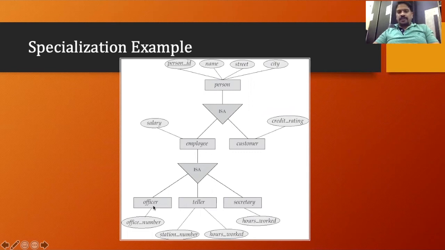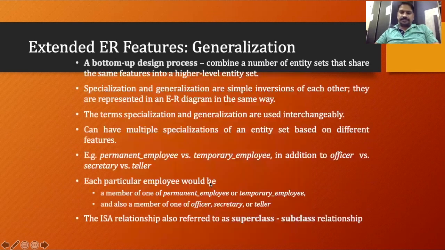Then the employee may be an officer, maybe a tailor, maybe a secretary, right? So this is the way, and if we go from bottom to up, it will become generalization. The diagram will be the same.